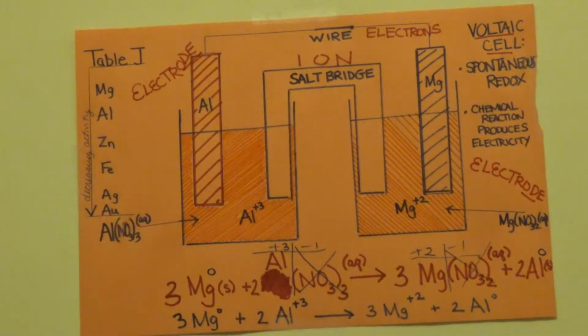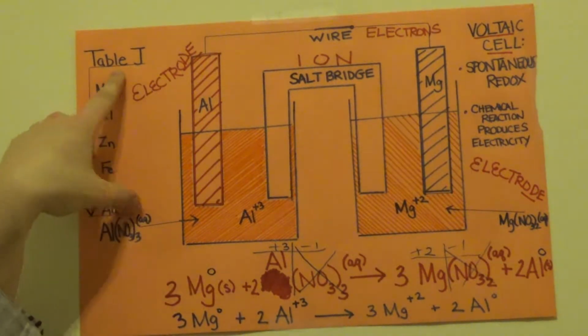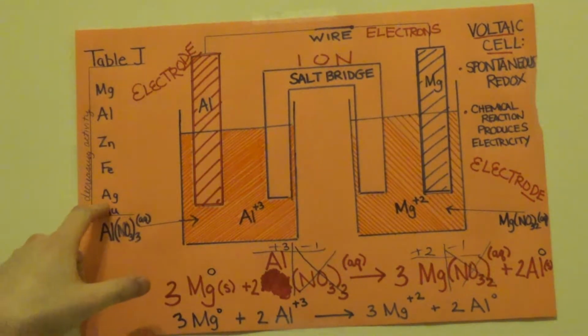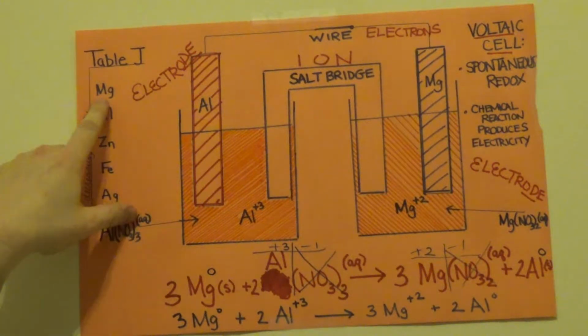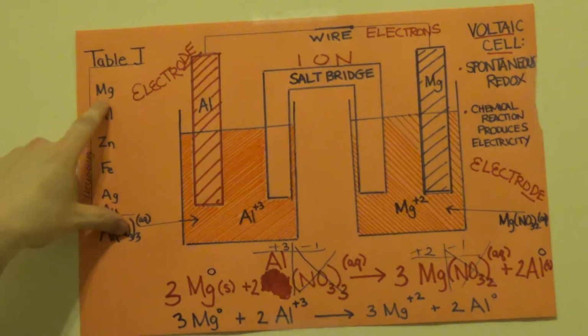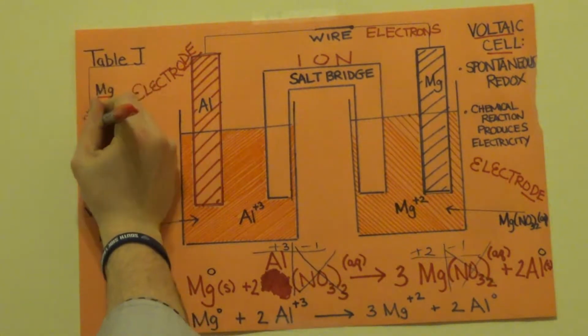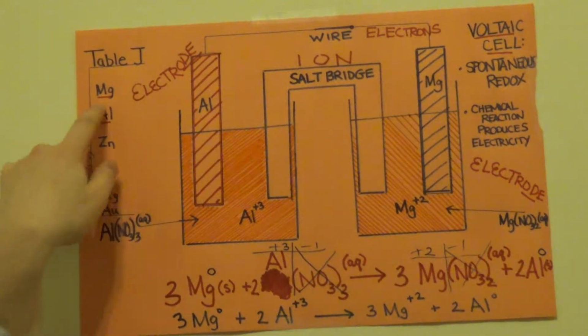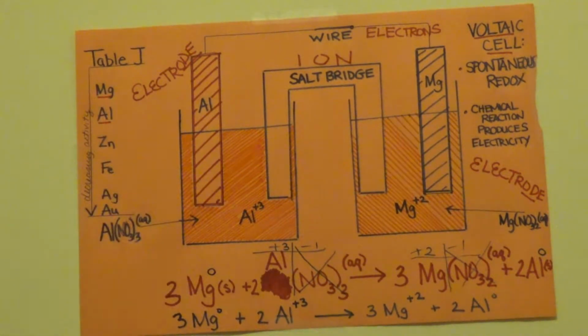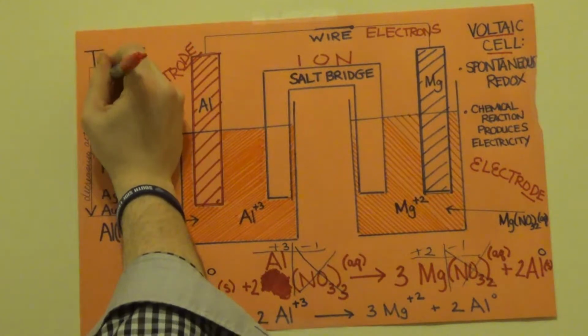Now, it turns out that electrons are going to flow from a more reactive metal to a less reactive metal. Well, how do you know which metal is more reactive? You go to something called Table J. I just extracted a few values from Table J. Notice magnesium is higher than aluminum. So whatever's higher on Table J is what we call the anode.